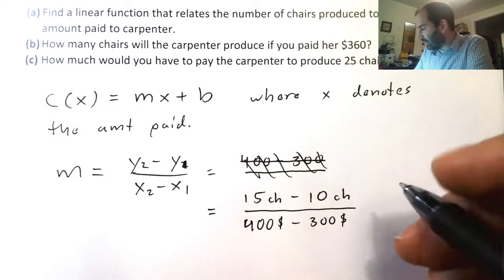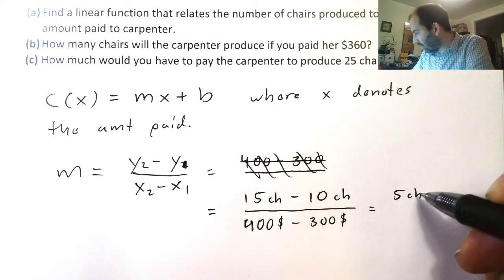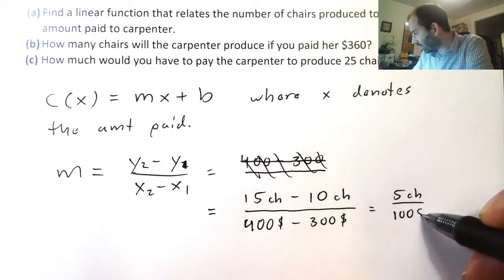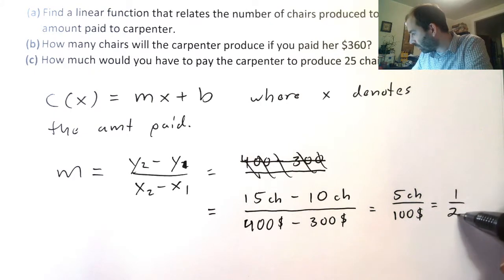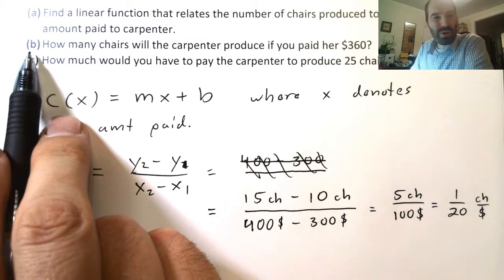So what do we get here? 15 minus 10 is 5 chairs, divided by 400 minus 300, which is $100. Simplify that fraction, you get 1 over 20 chairs per dollar. She'll make a 20th of a chair for every dollar you pay her. So if you only paid $1, she'd only make a 20th of a chair.